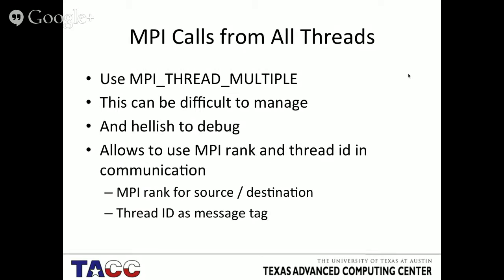Then you could make calls from all threads, which would be using MPI_THREAD_MULTIPLE. I always advise against it because it's fairly difficult to manage. I mean, you get yourself into a lot of trouble. In most cases, you don't need the ability to send from task 0 to task 1, but actually use thread 7 to talk to thread 15. Typically, that's not needed. Typically, you can redesign the way that your code works to avoid that kind of complication.